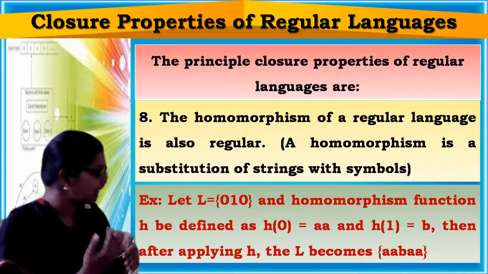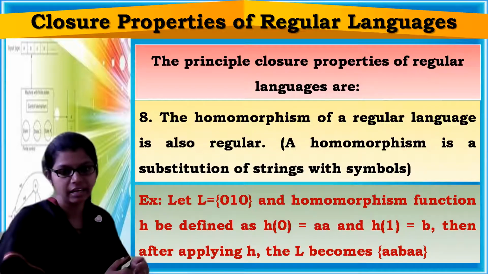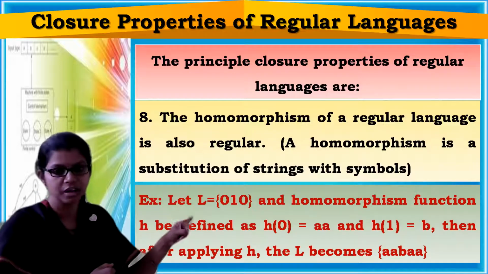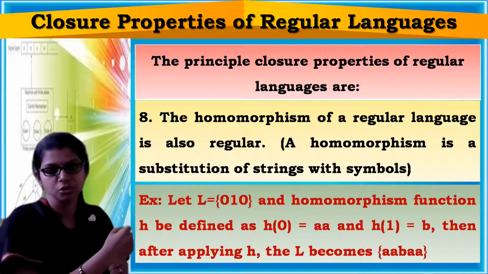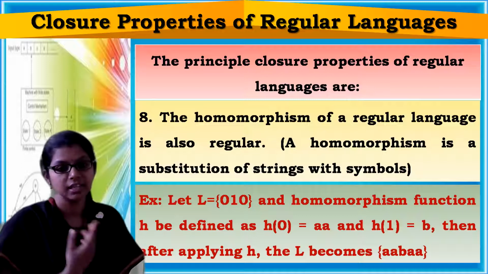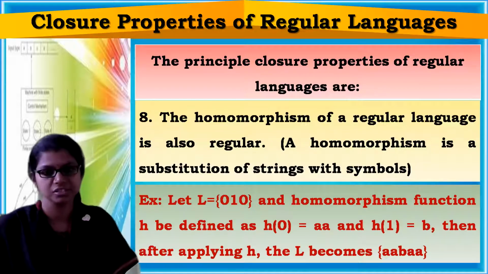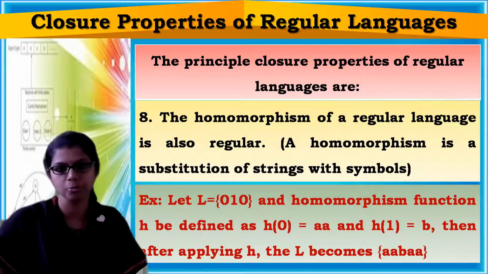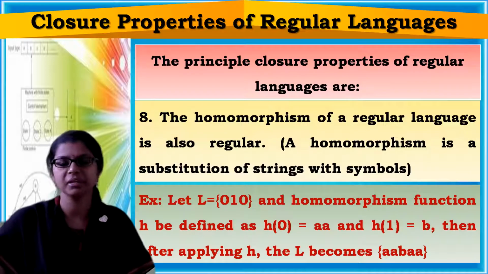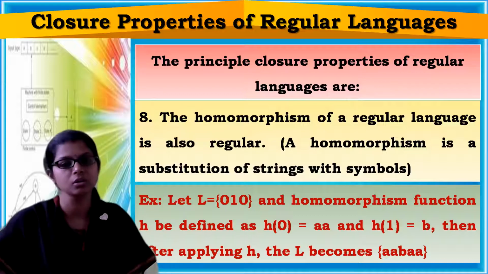Now, after applying the homomorphism function to our given language, the language becomes AA, B, AA, because first you have 0, right? In place of 0, you are writing AA. Next, in place of 1, you are writing B. Next, in place of 0, again two A's. And this is also a regular language. After applying homomorphism also, the result will be a regular language. So homomorphism of a regular language is also regular.